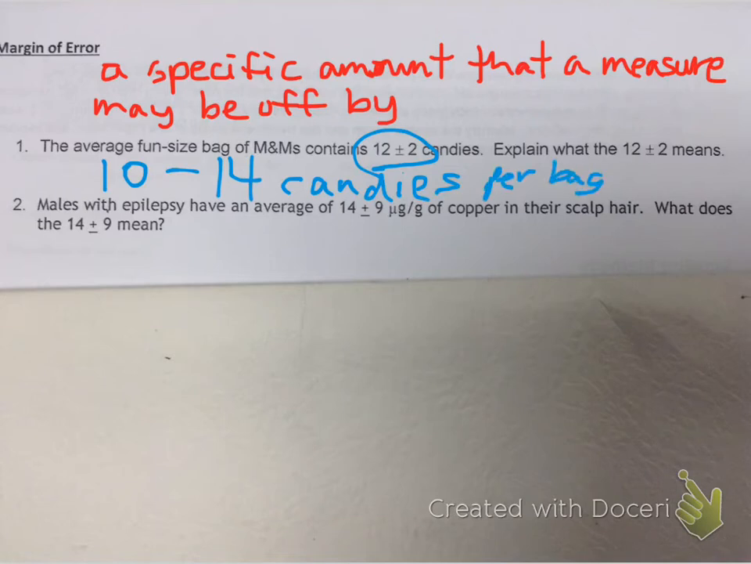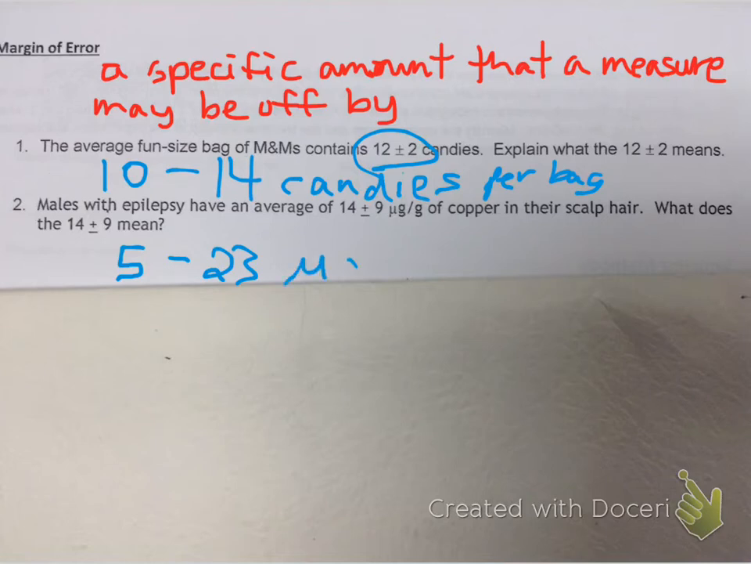Alright, the next one. Males with epilepsy have an average of 14 plus or minus 9 micrograms per gram of copper in their scalp hair. What does the 14 plus or minus 9 mean? So, if we do 14 minus 9, that means that someone might actually have only 5 micrograms of copper in their hair. If we do 14 plus 9, that means that somebody might actually have 23 micrograms per gram of copper in their scalp hair.